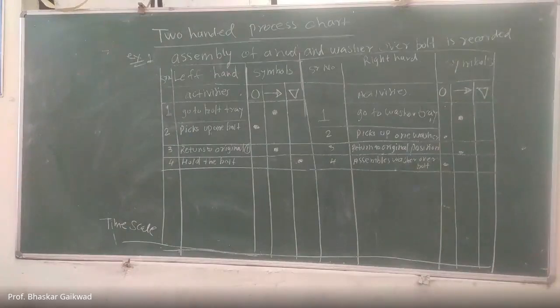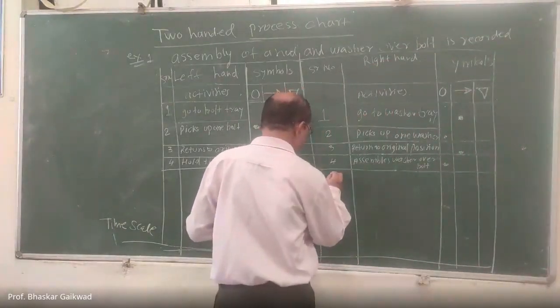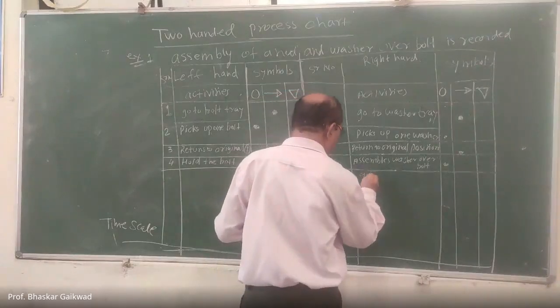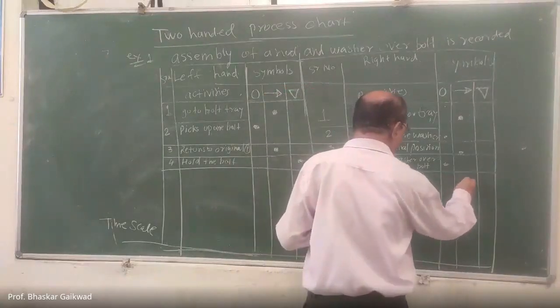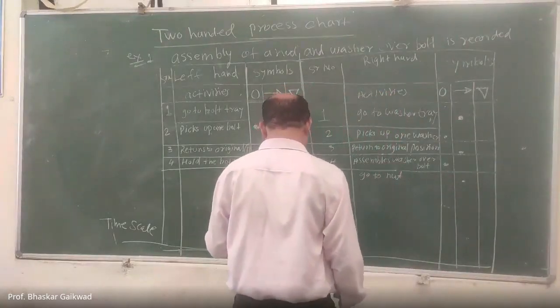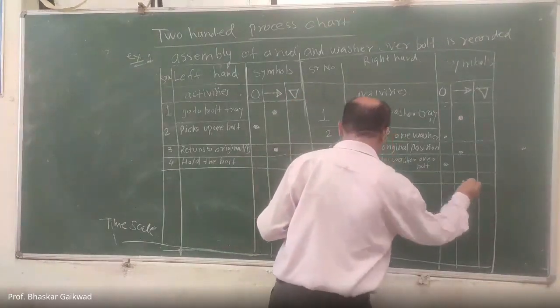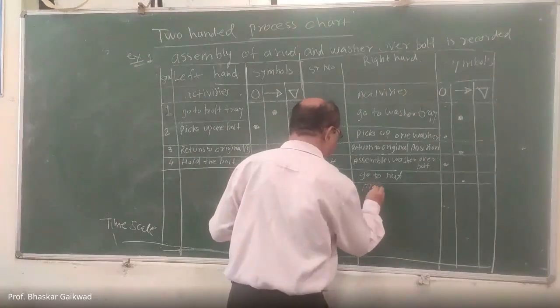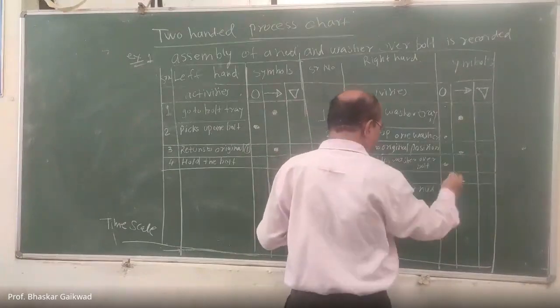Up till now in the chart we have seen only the activity related to the bolt and washers using our two hands. Now we go for the nut. Go to the nut means transportation. Operation pick up, one, six.